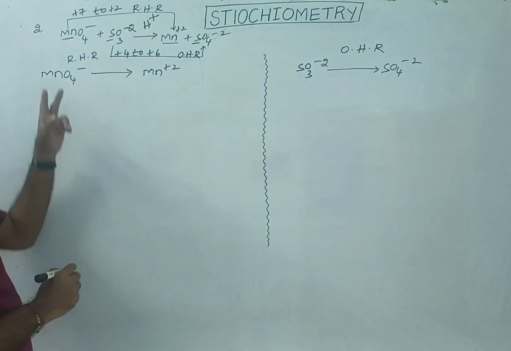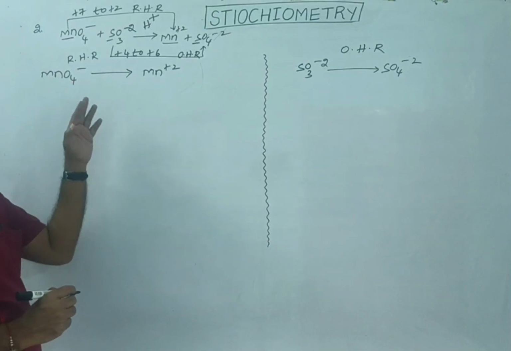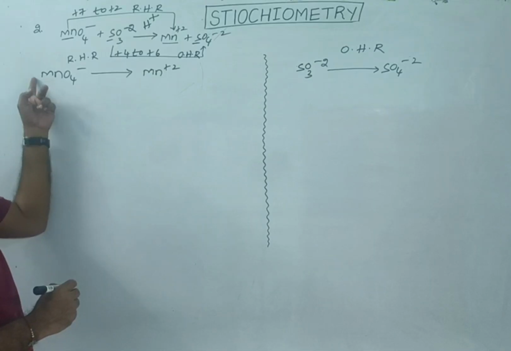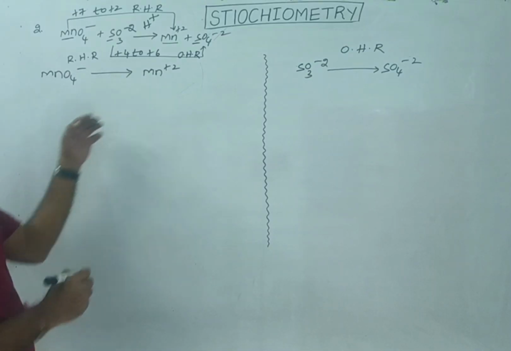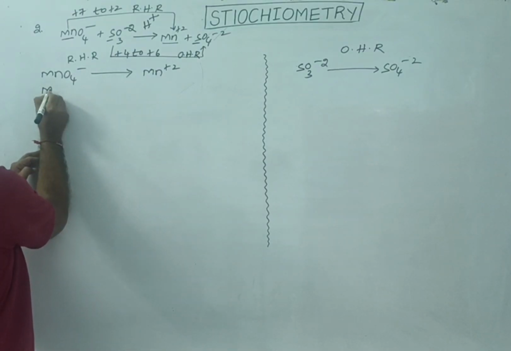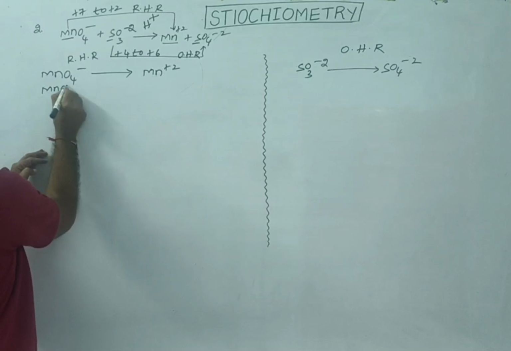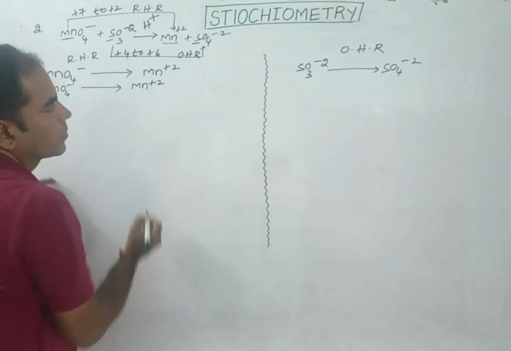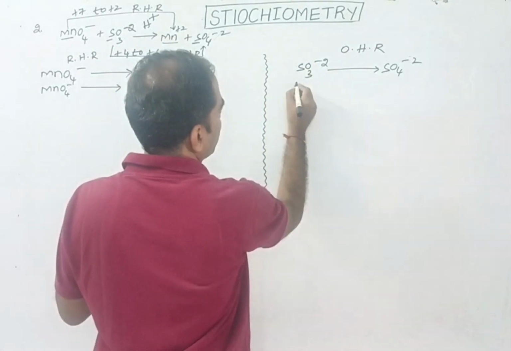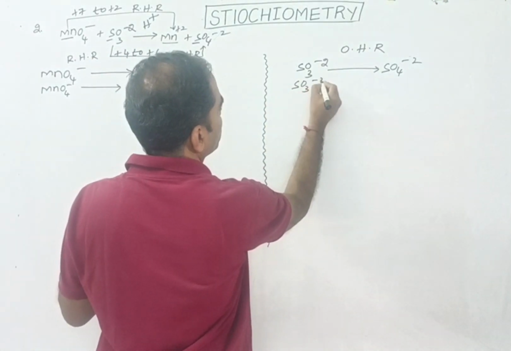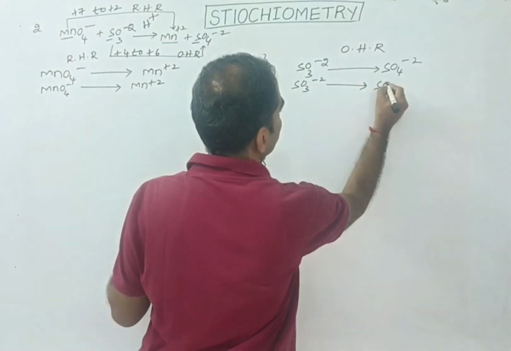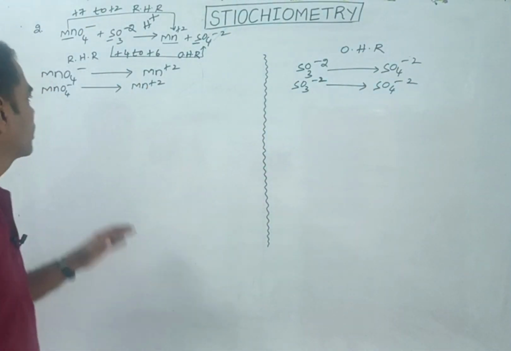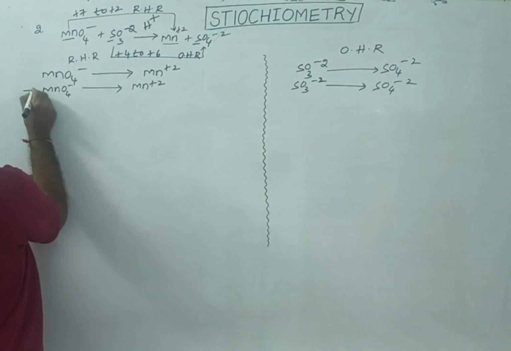What is the first step? Balancing atoms other than oxygen and hydrogen. Here oxygen is present, so other than oxygen means Mn. Here Mn has coefficient 1, and here Mn is also 1. That means as it is you have to write MnO4 minus gives rise to Mn plus 2. Here sulfur is 1 and 1. As it is you have to write SO3 minus 2 to SO4 minus 2. Okay.